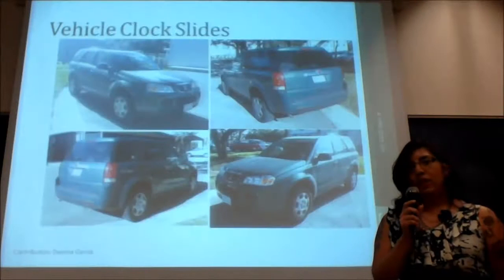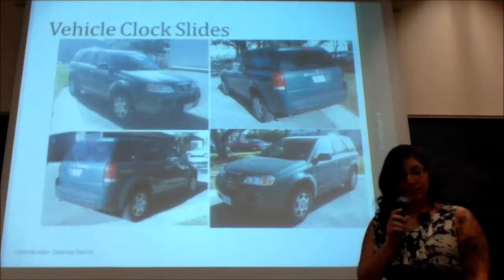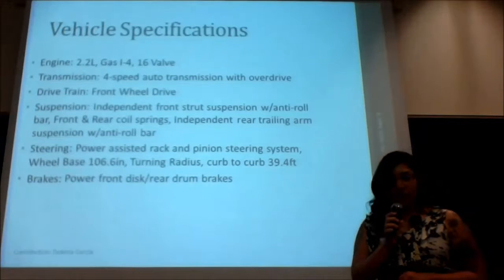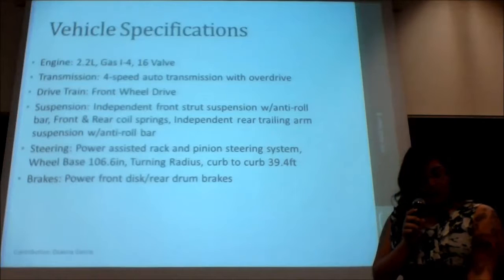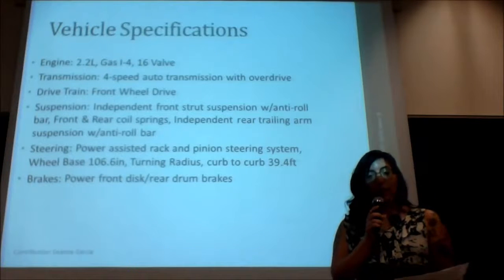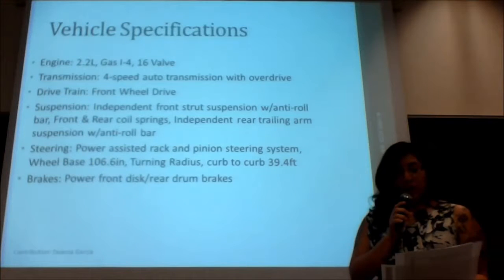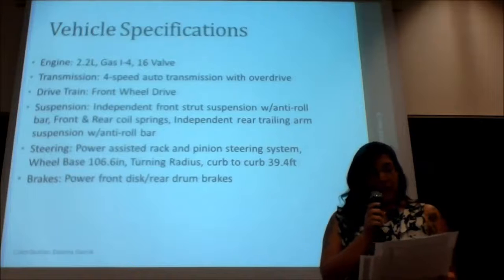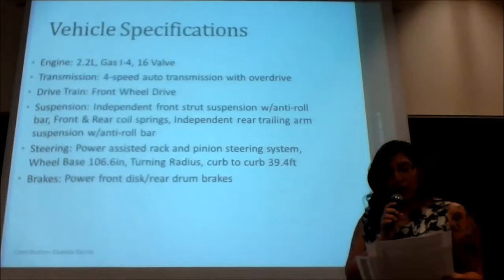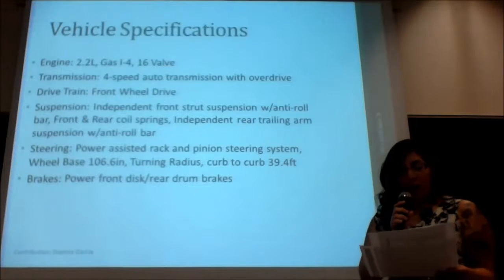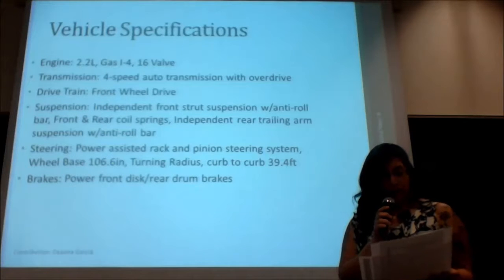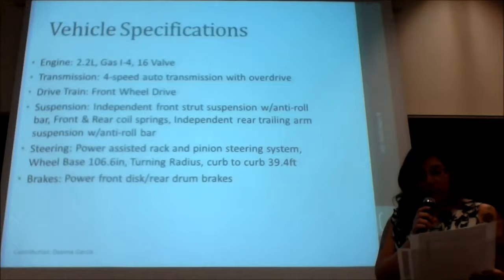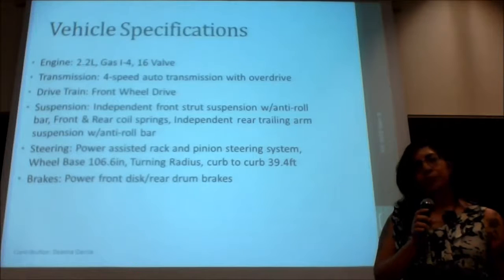Here are some pictures of our vehicle. And just to review some specs of our vehicle, our Saturn has a 2.2-liter gas inline 4-cylinder engine, a 4-speed automatic transmission with overdrive, and a front-wheel drivetrain. Suspension consists of independent front and rear suspension with anti-roll bar and rear and front coil springs, a power-assisted rack and pinion steering system, and power front disc and rear drum brakes.